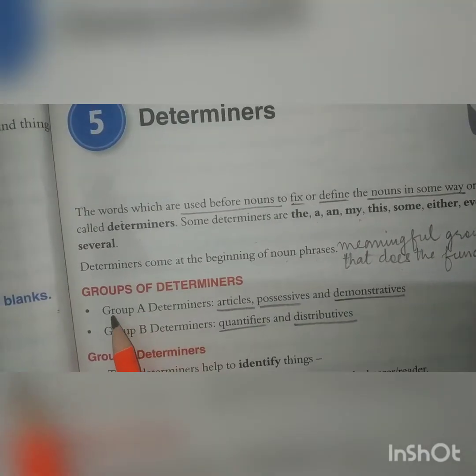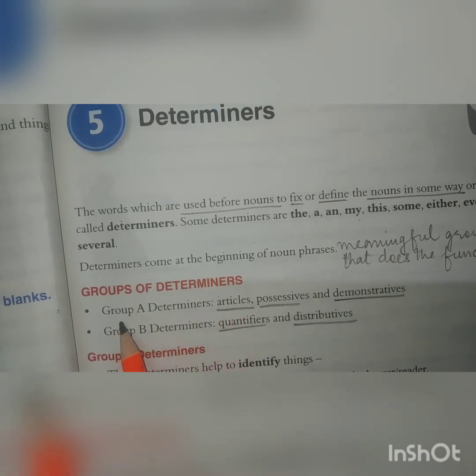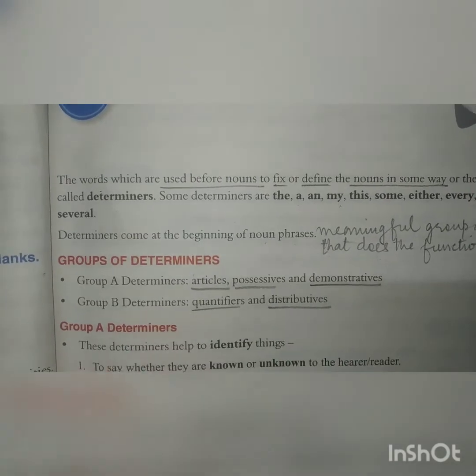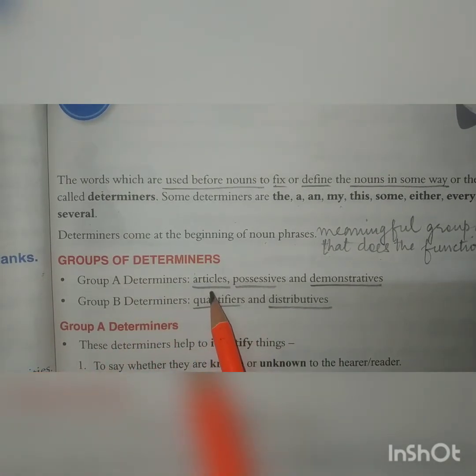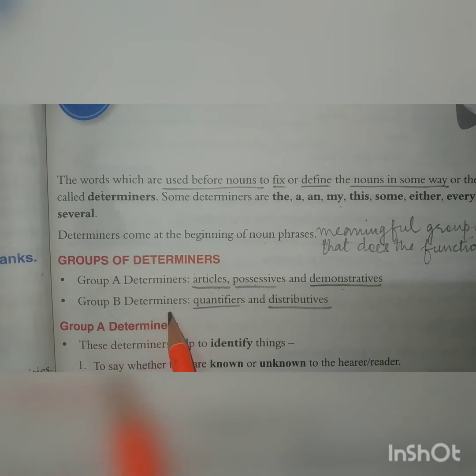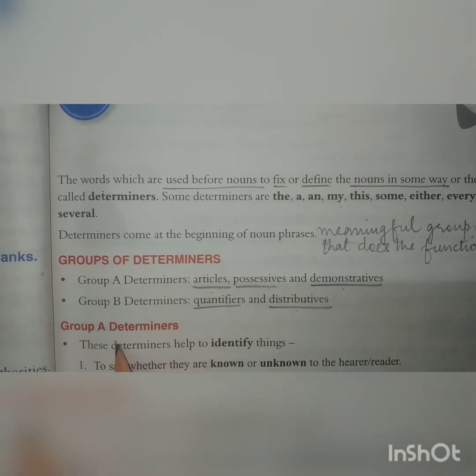Now we have 2 groups of determiners. The first is Group A. Determiners are articles, possessives, demonstratives. So in group A, these 3 types come: articles, possessives, and demonstratives. Group B determiners are called quantifiers and distributives. We will discuss them later. First of all, we'll start with the group A determiners.